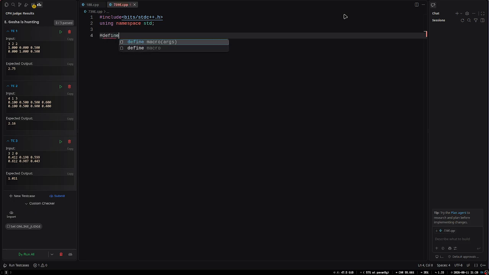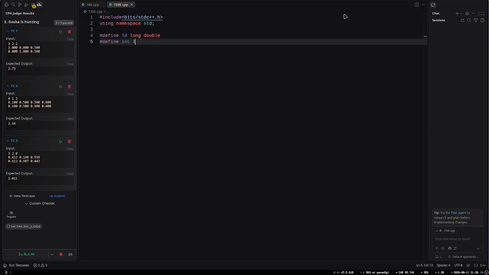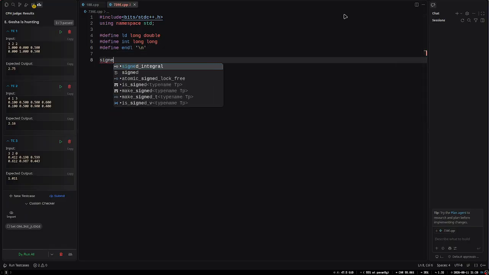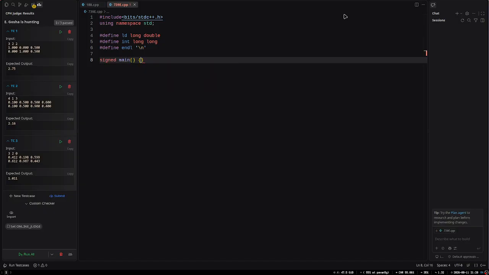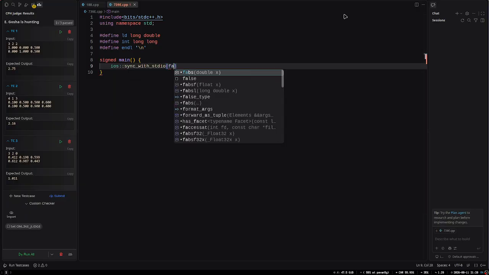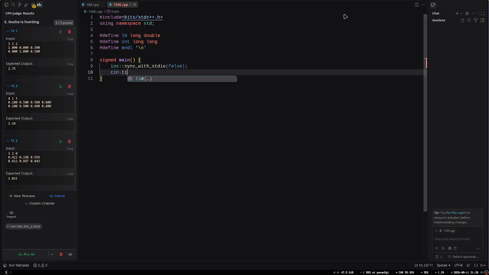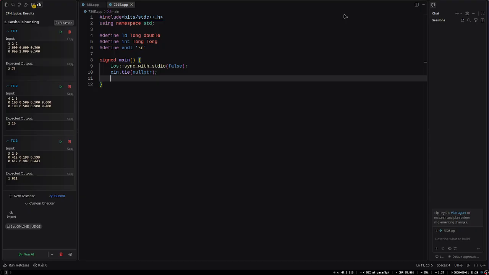So let me do some basic stuff. These are the bare minimum things. Hash define ld long double, hash define int long long, hash define endl \n because I'm habituated to write endl, and let's take a signed main because we have done hash define int long long. Sync with stdio false, cin.tie null pointer. Yeah, there would be no test cases.